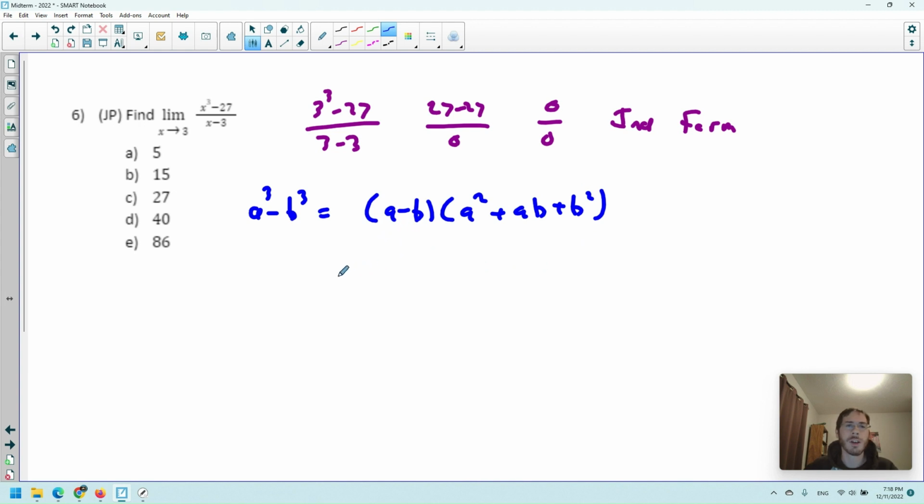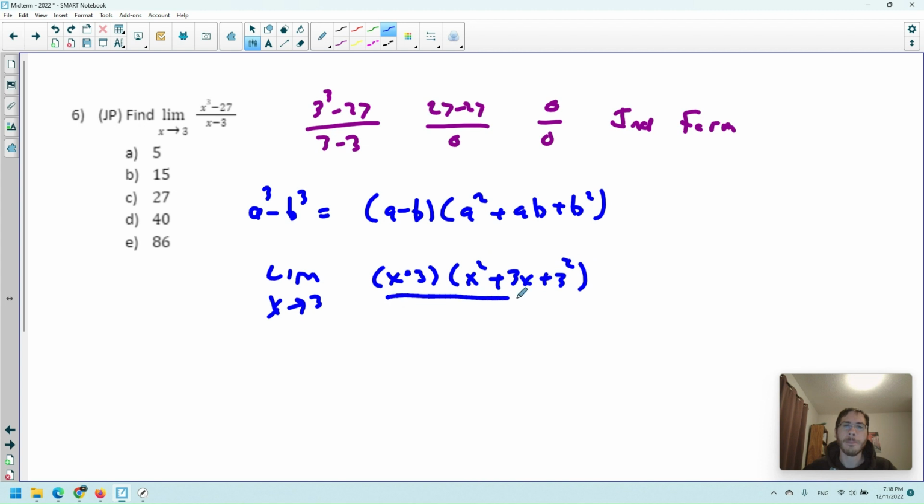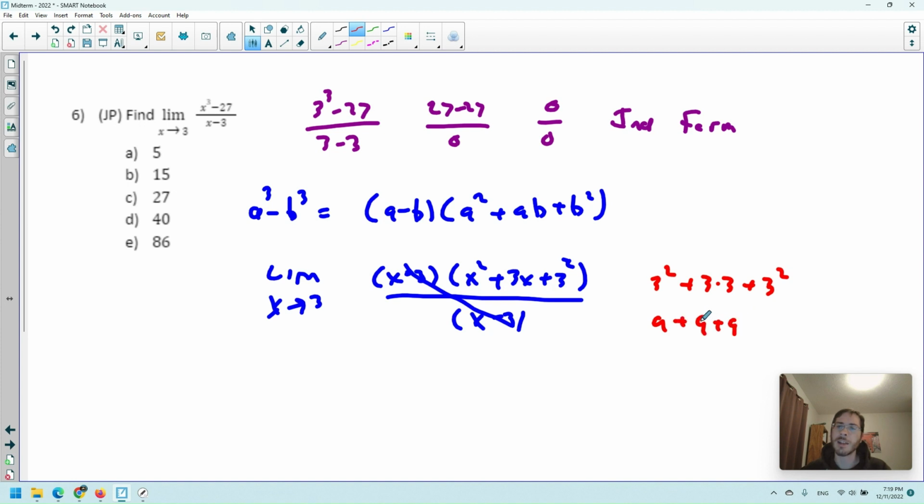So that's going to become the limit as x approaches 3 of x minus 3 times x squared plus 3x plus 3 squared, all over x minus 3. And now my x minus 3s are going to cancel. So if I plug in from here, remember I've got the 3 here, I'll have 3 squared plus 3 times 3 plus 3 squared. So that's going to be 9 plus 9 plus 9, which is 27. So we do get C.